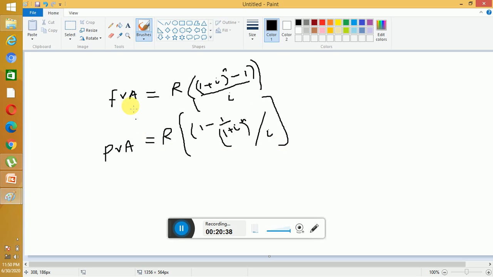But if you are calculating annuity due, just add 1 plus I here in the future value of annuity due and 1 plus I here in the present value of annuity due. We will multiply this formula by 1 plus I, and this formula we will also multiply by 1 plus I. That's it. Inshallah, in the next class we will solve 1-2 questions on this. Okay, have a good time.